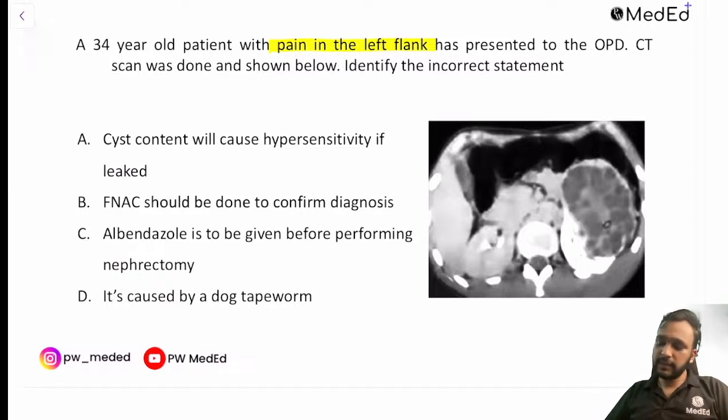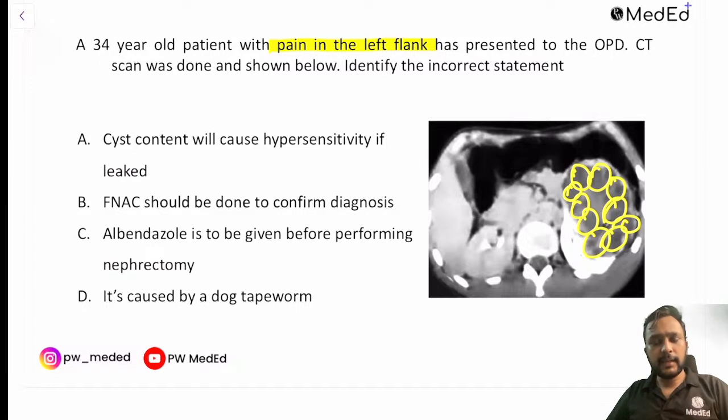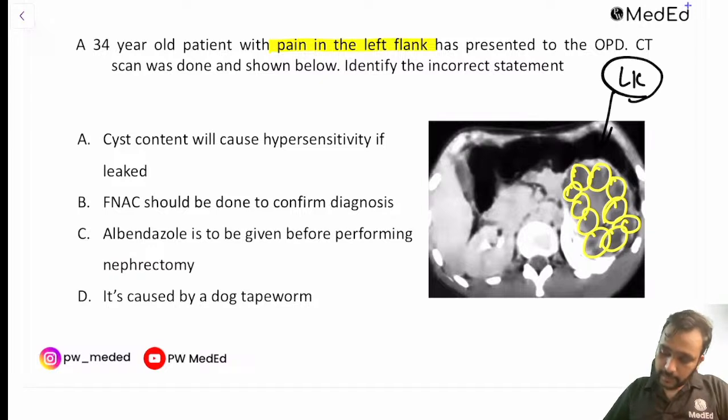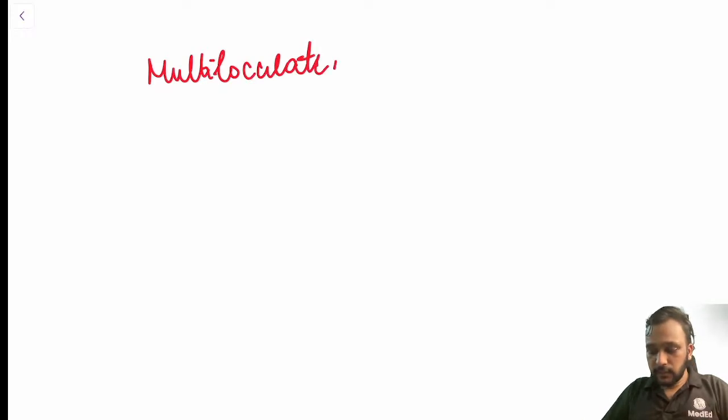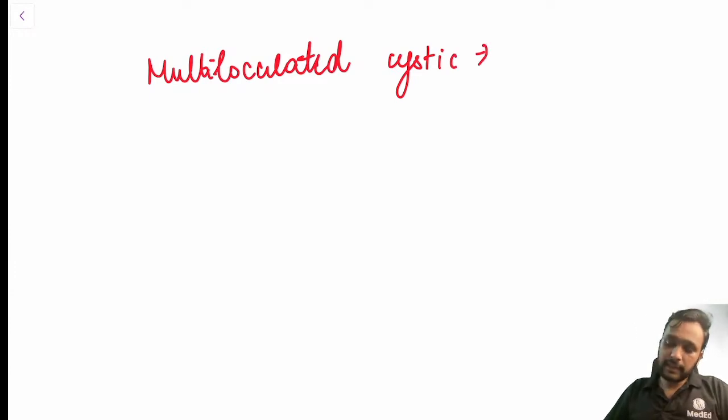So what are we able to see on the CT scan? On the CT scan, we can see a multiloculated cystic lesion in the left kidney. So guys, whenever you see a multiloculated cystic lesion, whether in the kidney or in the liver, what is the first thing that should come to your mind?